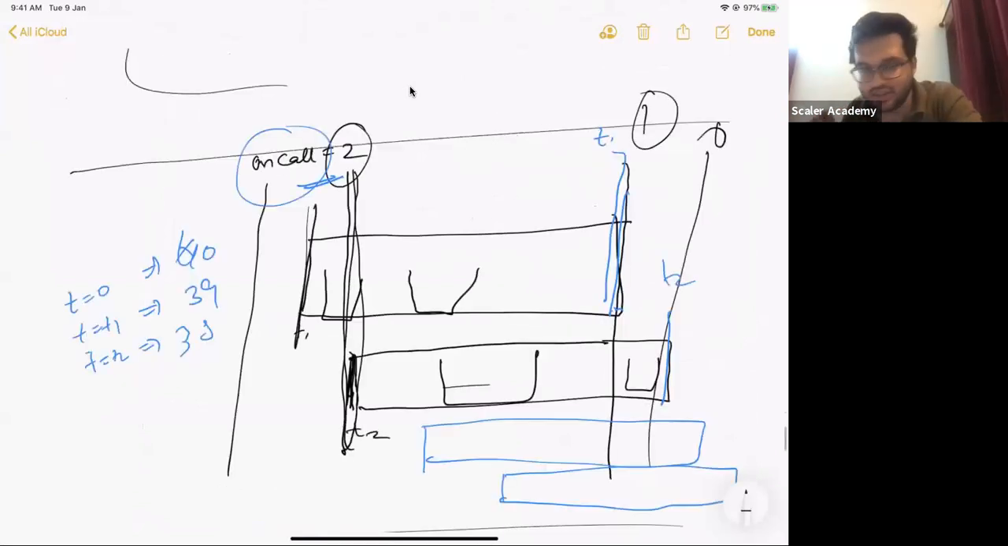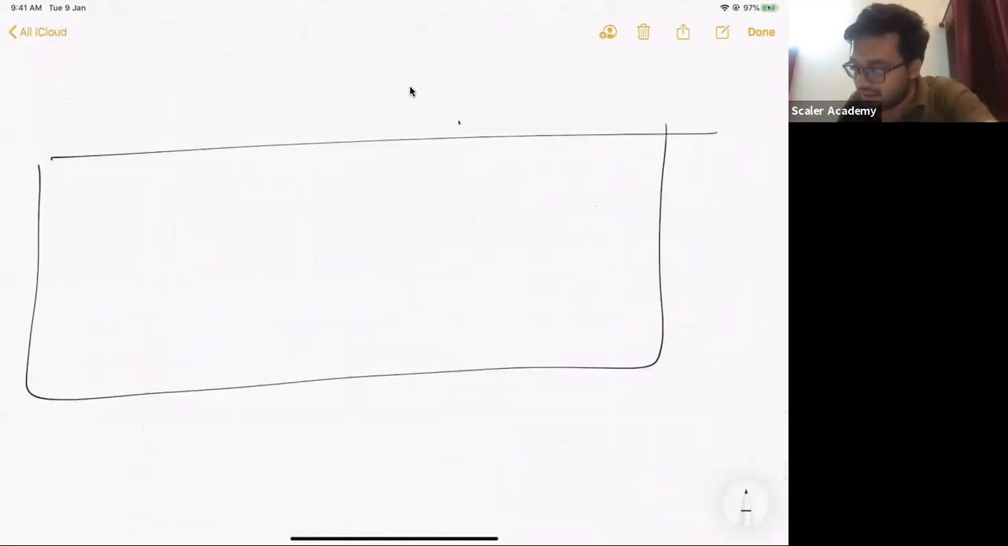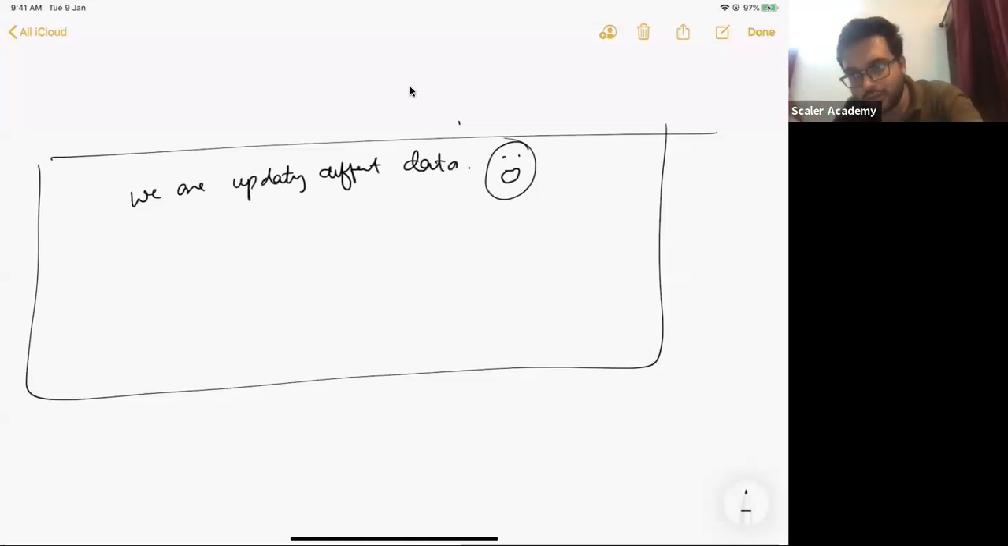And do you guys also appreciate a very interesting thing here? The very interesting thing that you should be able to appreciate is that in both the different transactions, we are updating different data. Does that make sense? In transaction one, doctor A is trying to update his row. In transaction B, doctor B is trying to update his row. They are not updating the same data. But even if they are updating different data, the outcome changes. Does that make sense to everybody?